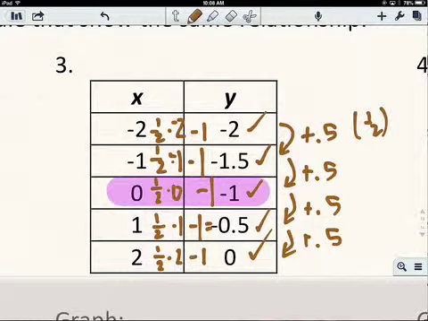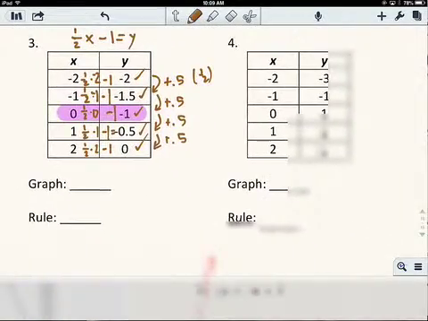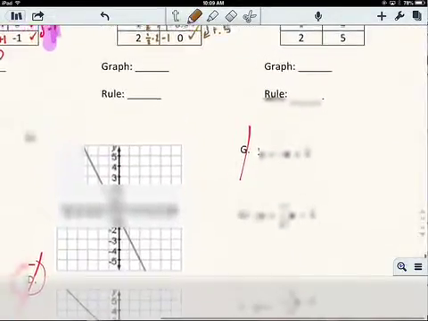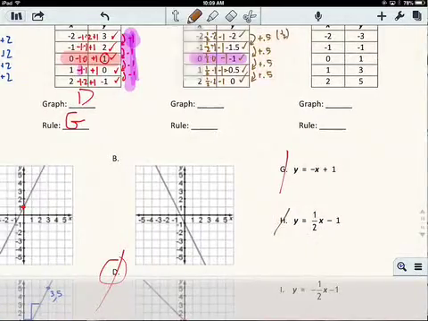All right. So my rule must be 1 half x minus 1 equals y. 1 half x minus 1 equals y. So let's see if there's any rules that kind of look like that. Well, there it is. It's the second one. 1 half x minus 1 is right there. Not having to look too hard for it.